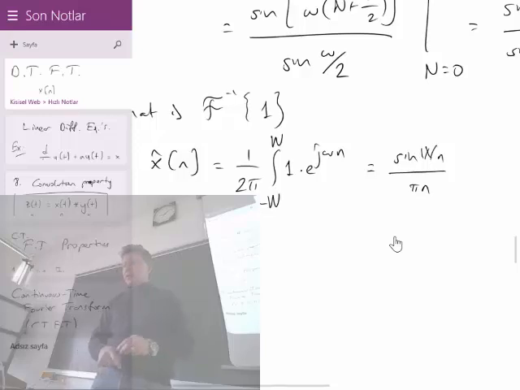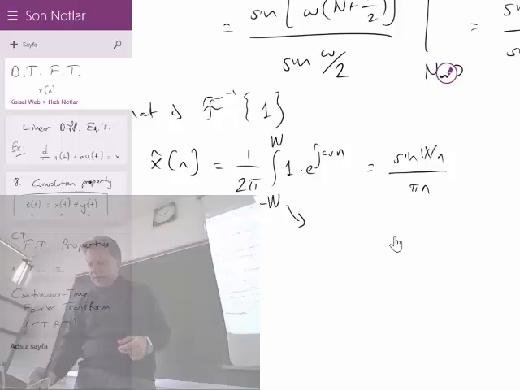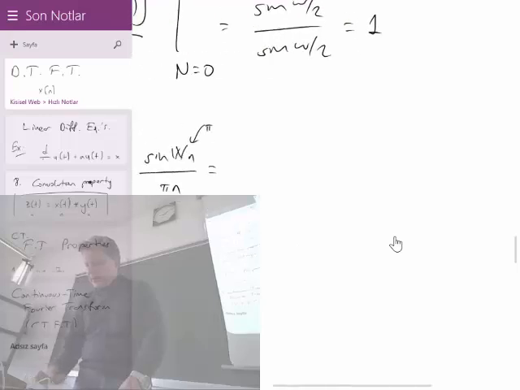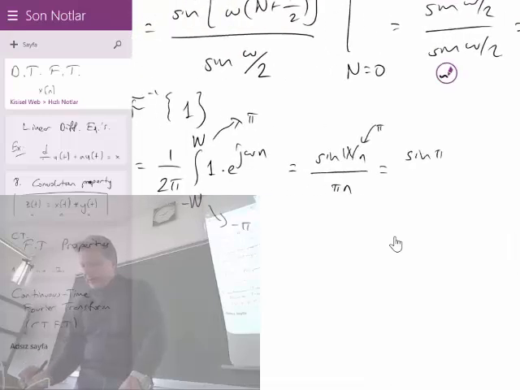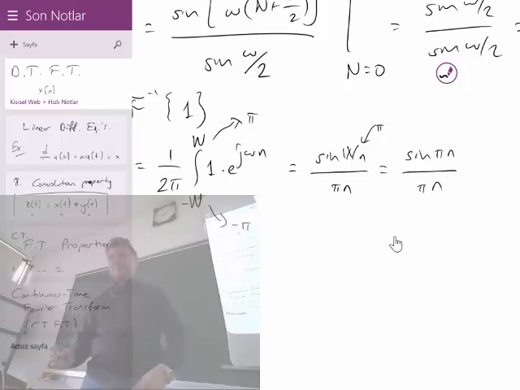And here you must decide from where to where you need to take the integration. It is once everywhere, so it must start from minus pi and go up to plus pi. So this must be minus pi and this must be plus pi, which makes w equal to pi, and therefore it's automatically sine pi n over pi n. So we found the answer to be sine pi n over pi n, not the unit impulse.